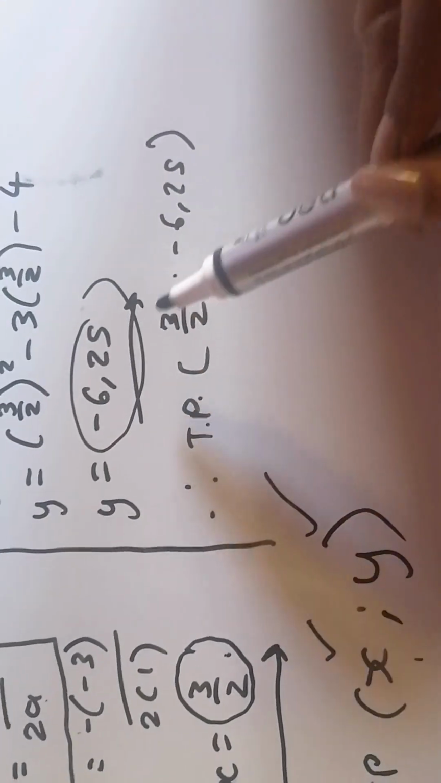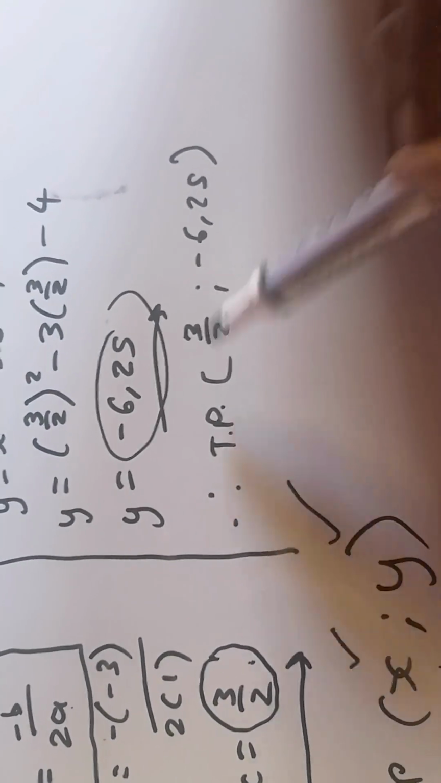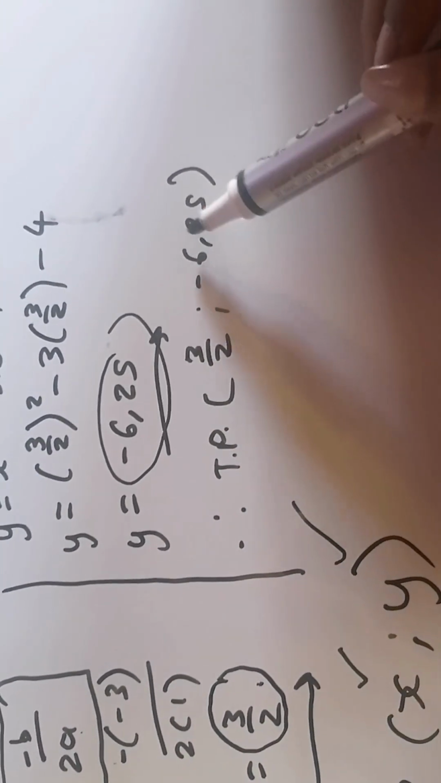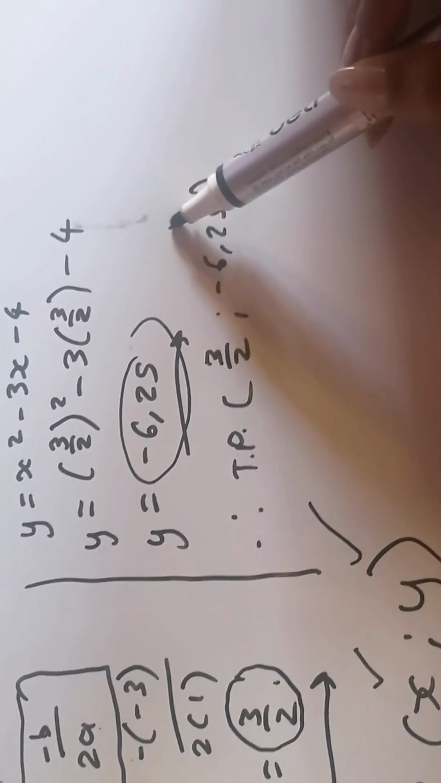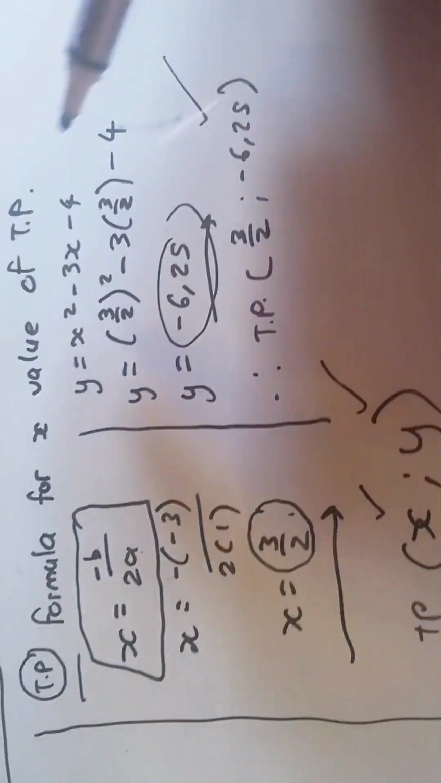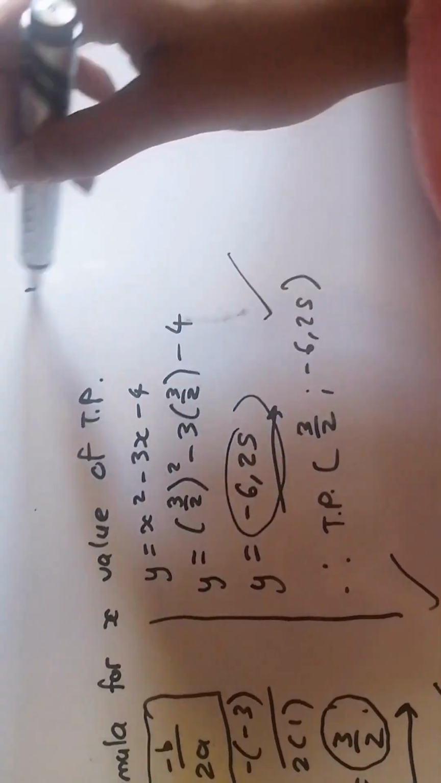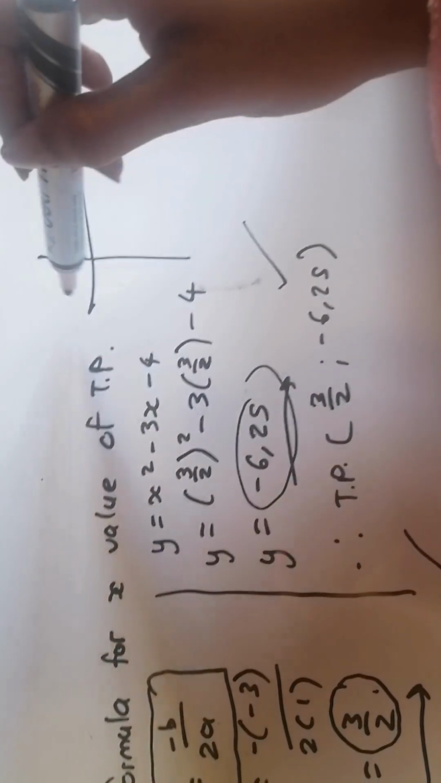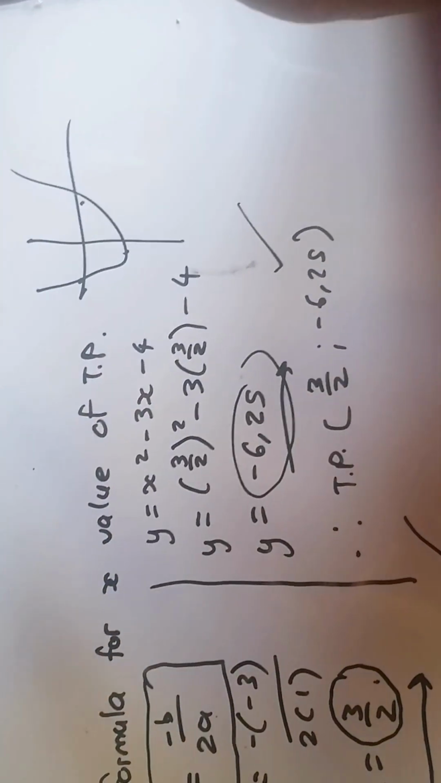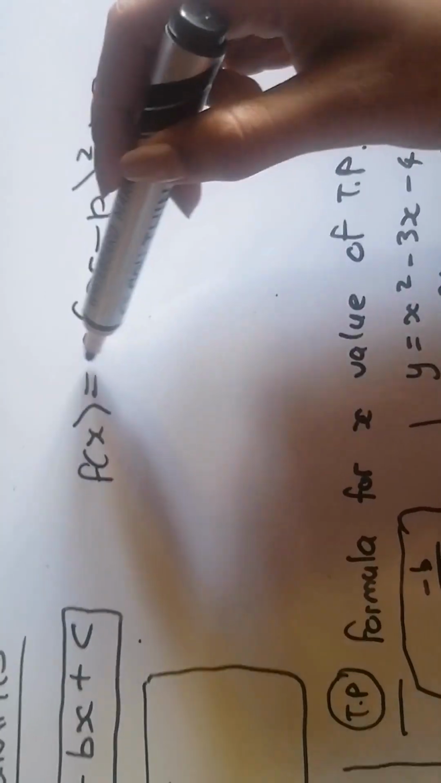So you can rewrite your turning point as 3 over 2. You can even put this in decimal form if you want to. It would have been 1.5. And then your y value is minus 6.25. So you have your turning point. So we have all things now. We have our x-intercept, y-intercept coordinates, and our turning point coordinates. Then after that, you can take your Cartesian plane, plot all these dots, and then draw your graph.